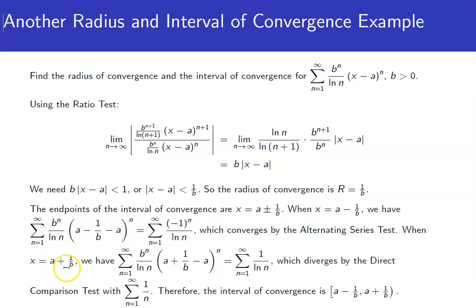When x is equal to a plus 1 over b, this whole thing will simplify to just 1 over natural log of n. The alternating piece is not there in that case. This will diverge because natural log of n is less than n. So when we reciprocate, 1 over natural log of n will be greater than 1 over n. We know that the sum of the 1 over n's diverges. This is the harmonic series. So this one must also diverge because it's bigger. So then our interval of convergence goes from a minus 1 over b included to a plus 1 over b excluded.